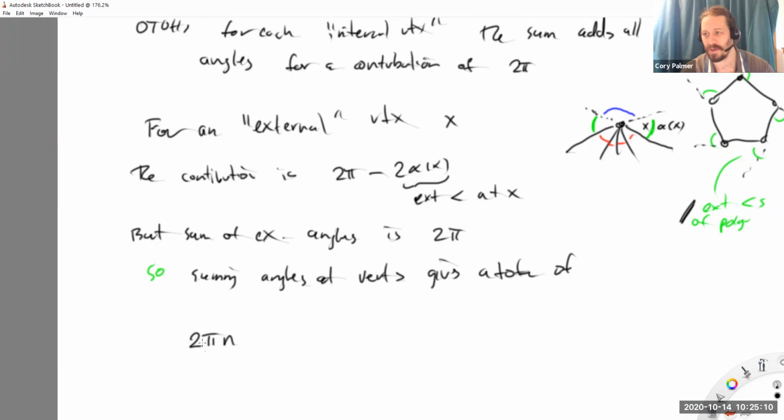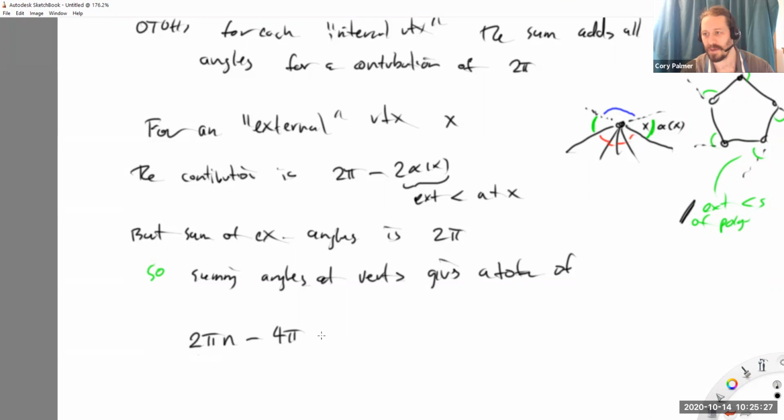So each vertex contributes 2 pi, except for the external ones that come up a little bit short, but the total amount they come up short by is 4 times pi across all the external vertices. It doesn't matter how many external vertices there are. At the end of the day, they'll contribute the sum of the exterior angles twice, which is 4 times pi.